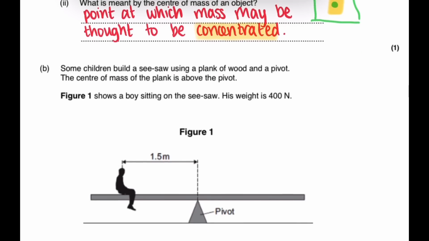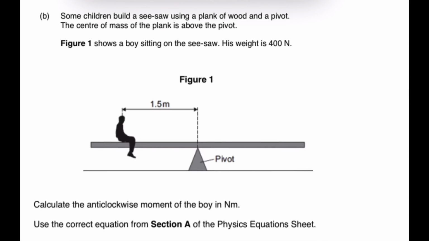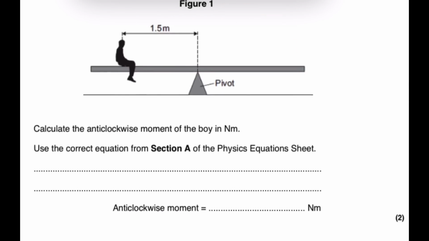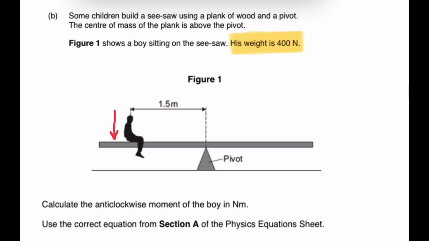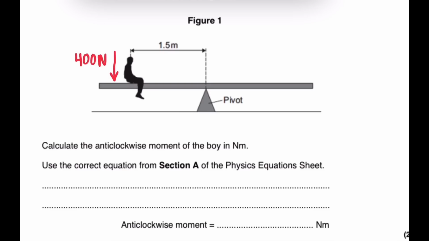Some children build a seesaw using a plank of wood and a pivot. The center of mass of the plank is above the pivot. Figure 1 shows a boy sitting on a seesaw and his weight is 400 Newton. Calculate the anti-clockwise moment of the boy in Newton meter. We know that his weight is 400 Newton, so in this case it is going anti-clockwise.